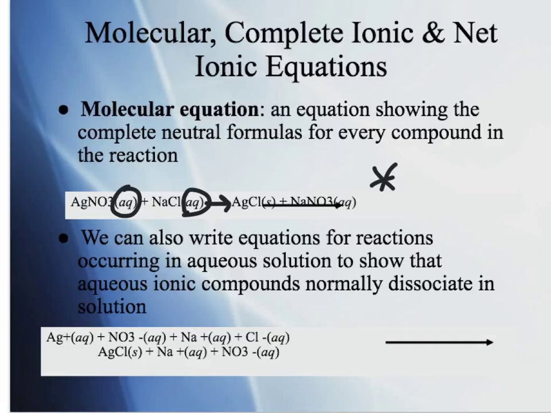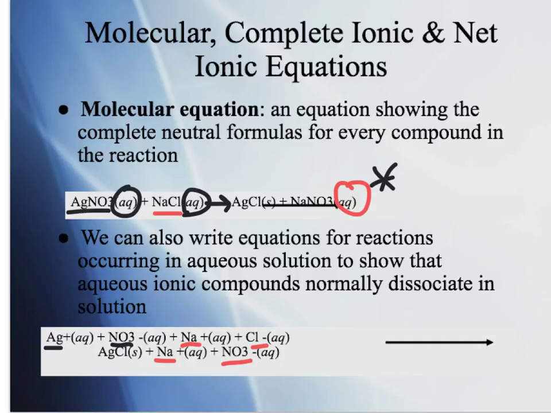Silver nitrate would be the silver ion written out and the nitrate ion written out. So Ag+ (aq), NO3- (aq). And because sodium chloride is aqueous, we would also write it out as Na+ for the sodium ion and Cl- for the chloride ion. Now on the other side of the equation we have aqueous over here, so we would write the sodium ion aqueous and the nitrate ion aqueous.